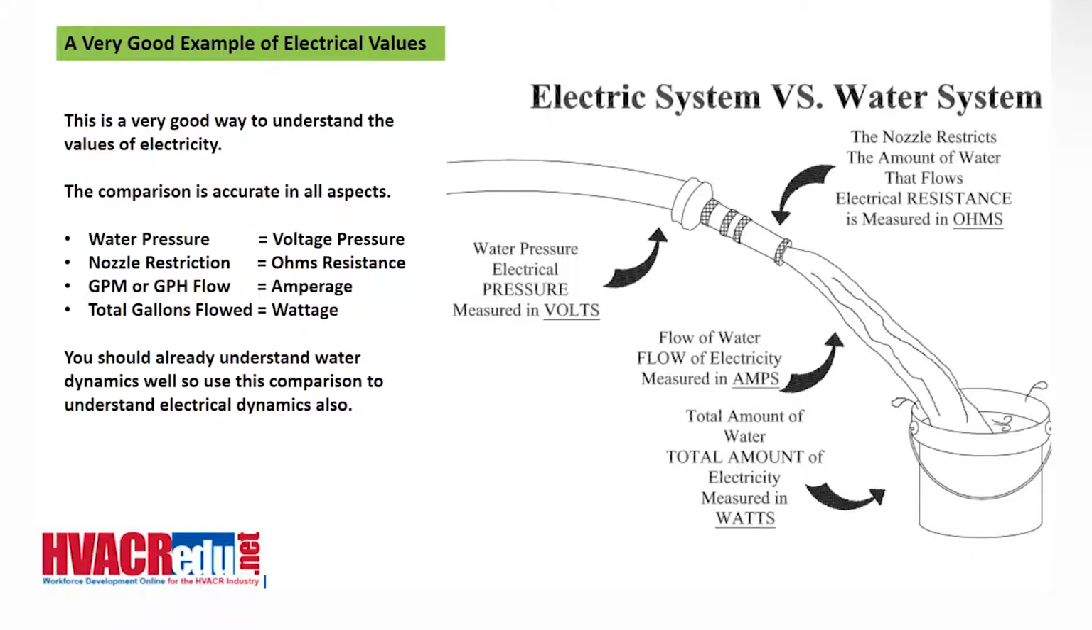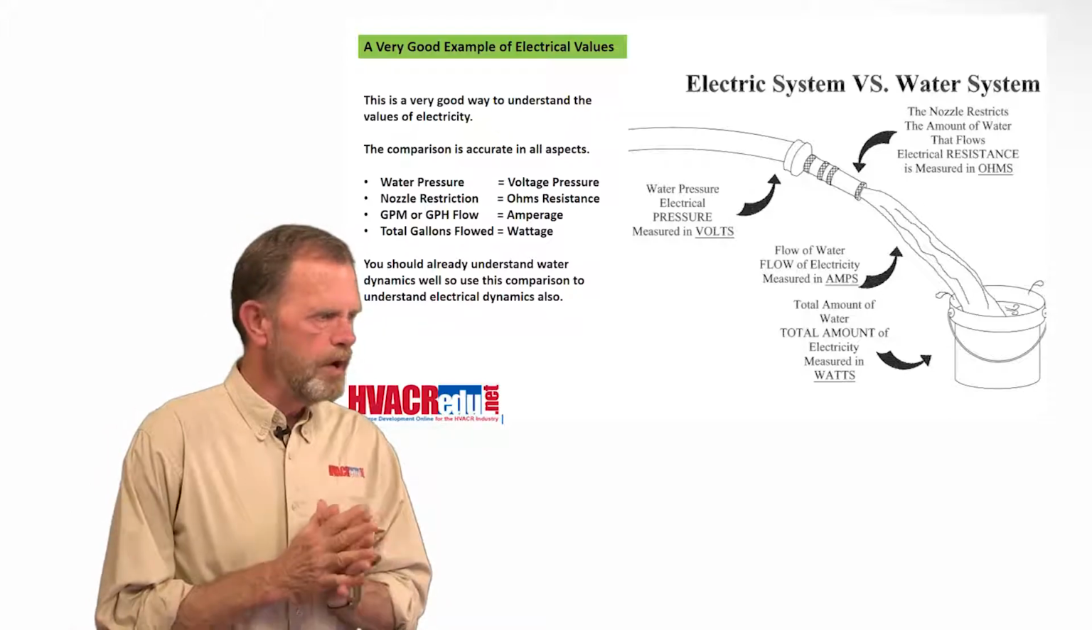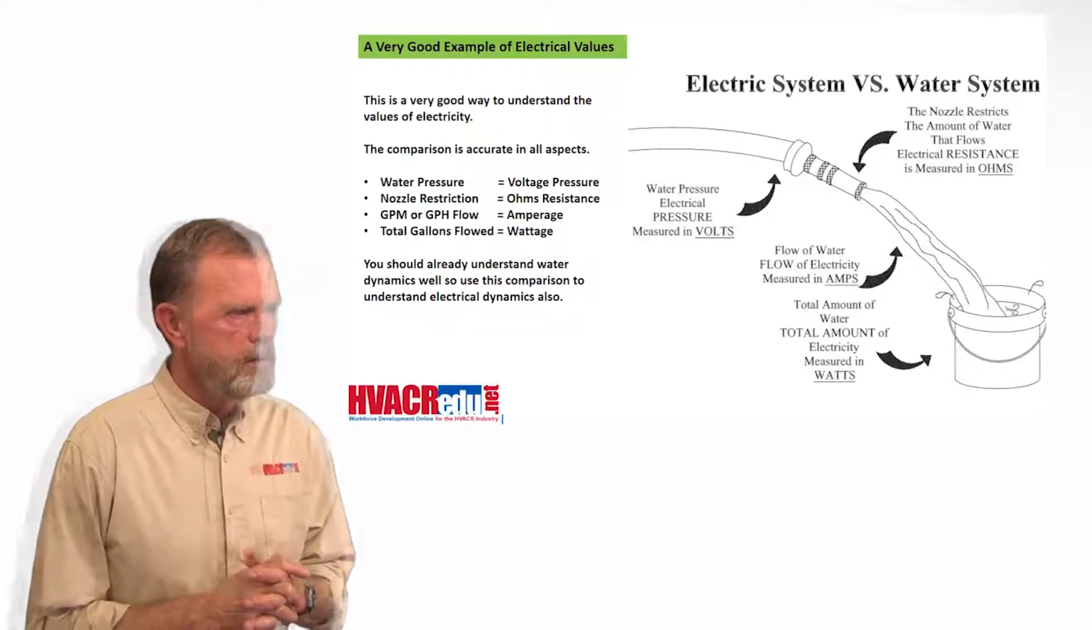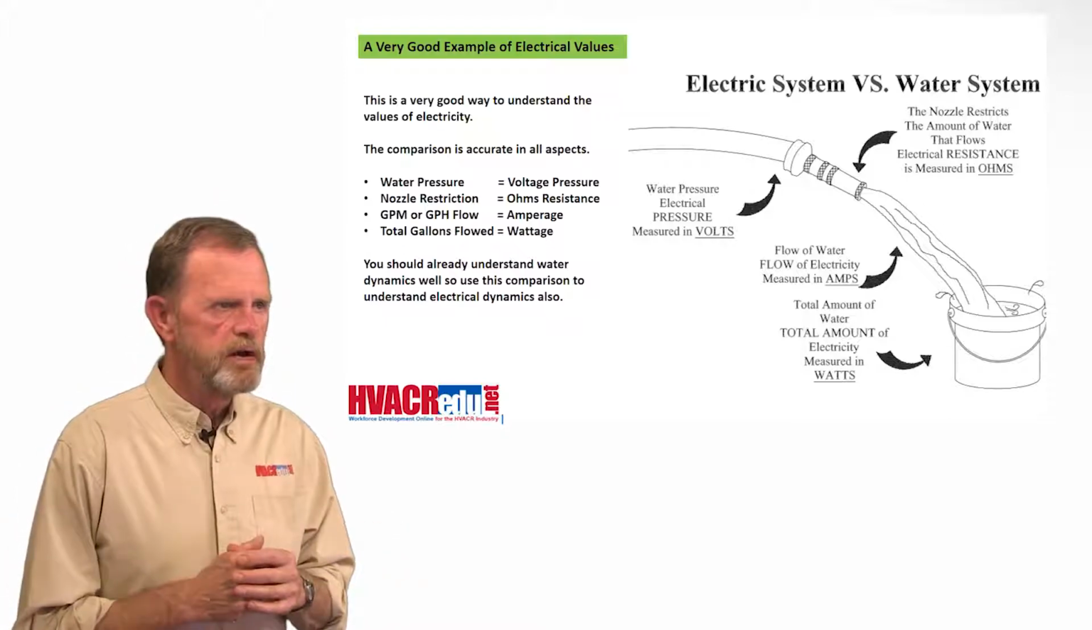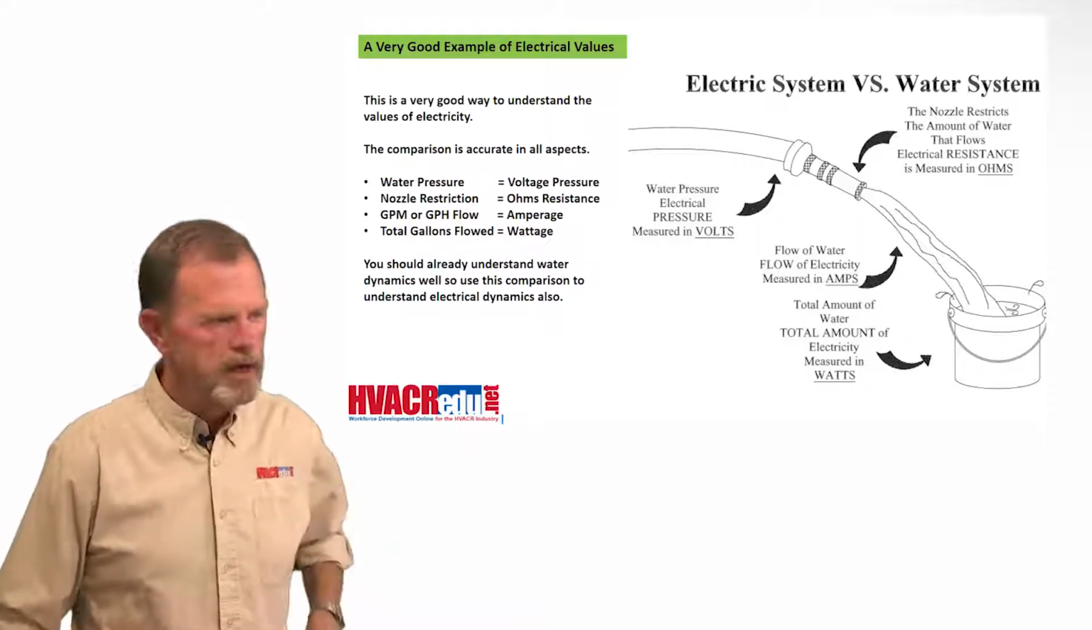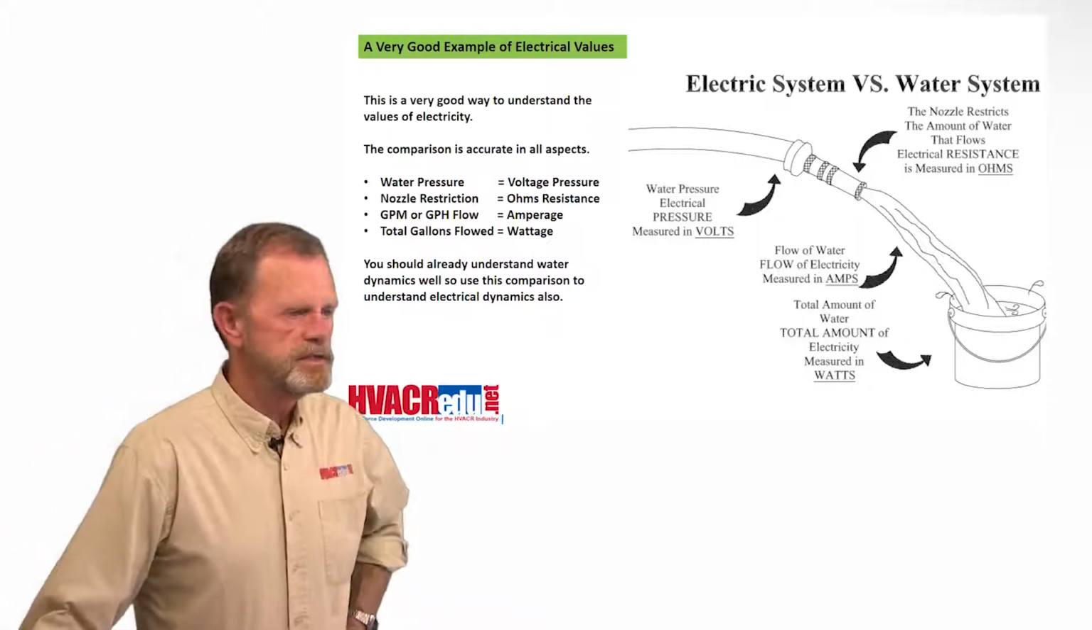We've got water pressure, that equals voltage pressure. We've got nozzle restriction, that equals Ohm's resistance. We've got gallons per minute or gallons per hour flow, that's our amperage. And then total gallons flow is wattage. You should already understand water dynamics well, so use this comparison to understand electrical dynamics also. It's a great comparison of how things work. If you've been playing with water all your life, I assume, electricity works exactly the same way.